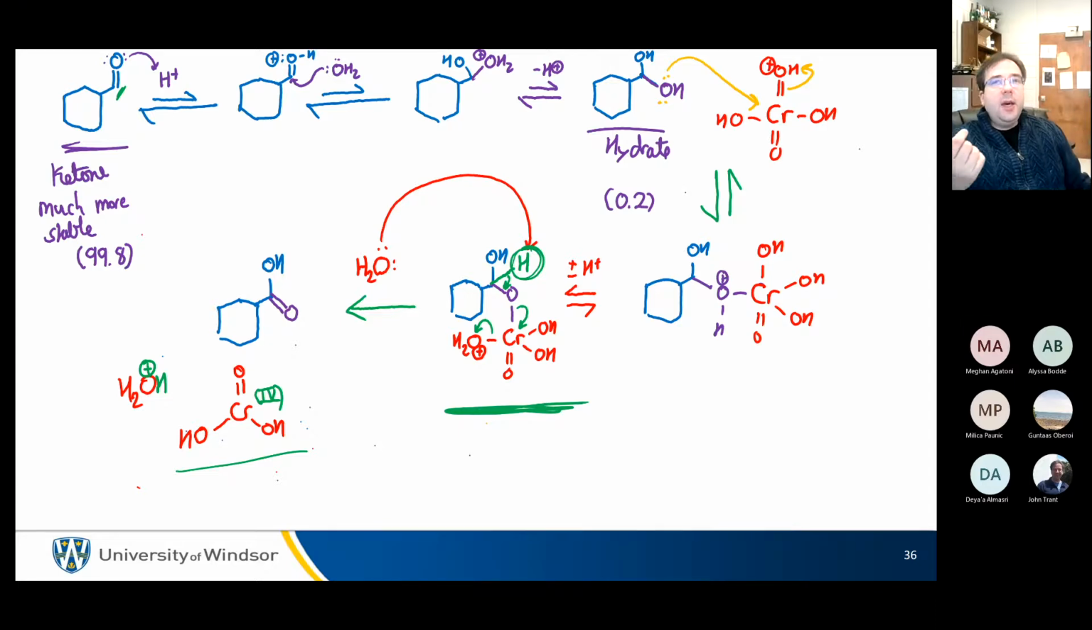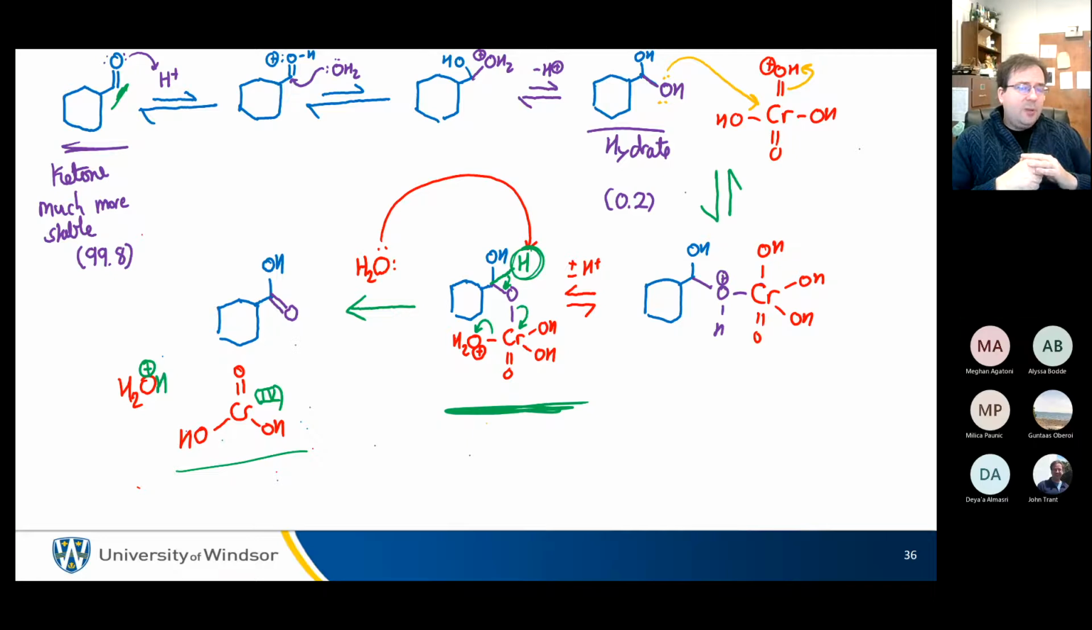The reason this matters is the other set of conditions I have right below that. C is using PCC and DCM, and I go through the mechanism for that in the class. The PCC is very similar, but it doesn't have any water, and so it stops at the aldehyde because there's no water to do this whole thing here. It reacts the alcohol to the aldehyde, but then it stops because there's no water to make the hydrate. The Jones reagent goes on to the acid because there is water. What water does is it makes the hydrate from the aldehyde.